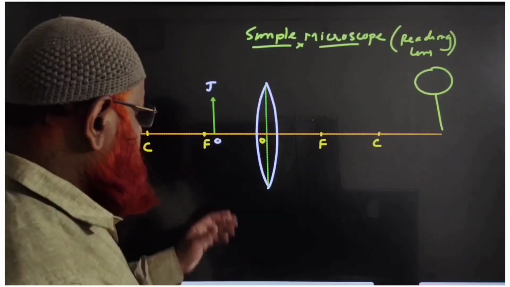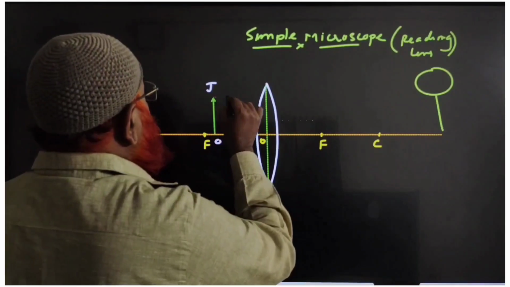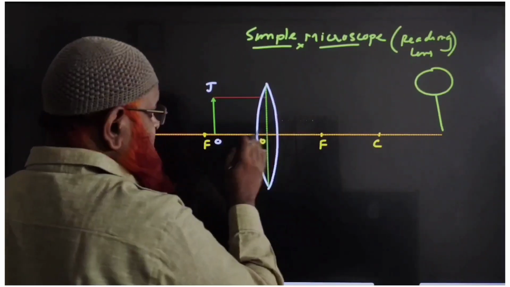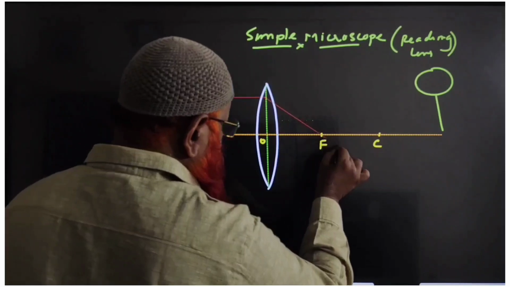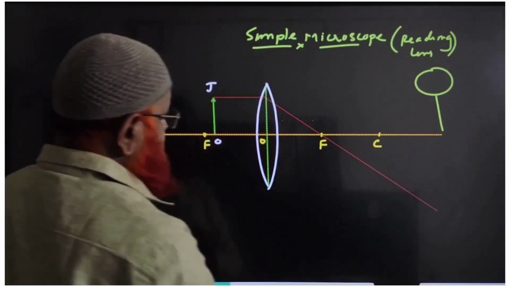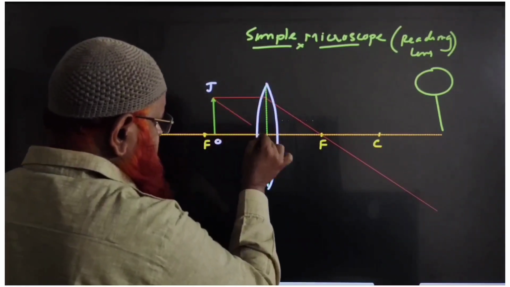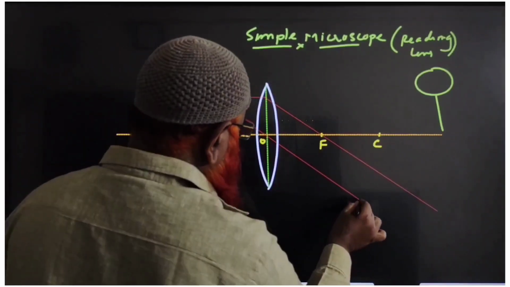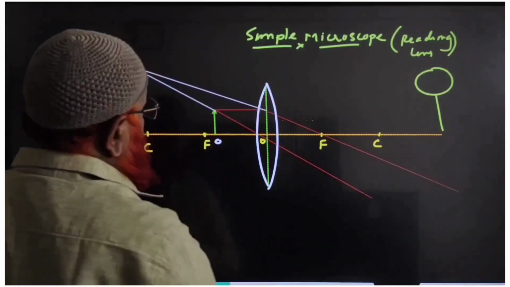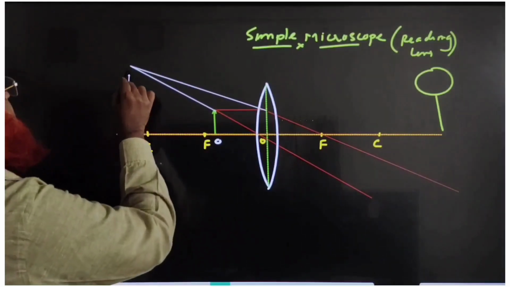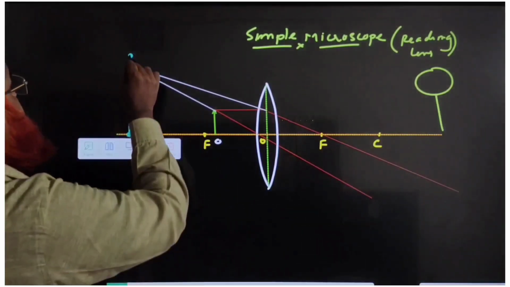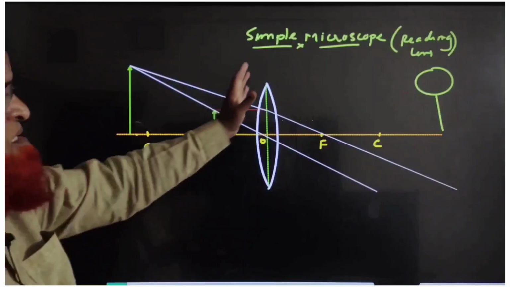So what is going to happen? Let us see. Now here, a parallel beam of light ray passing through the lens parallel to the principal axis definitely has to pass through the focal point. And another light ray is passing through the optic center. These lines are going to meet here and you are going to see an image at this place. This is going to be the construction of the simple microscope.